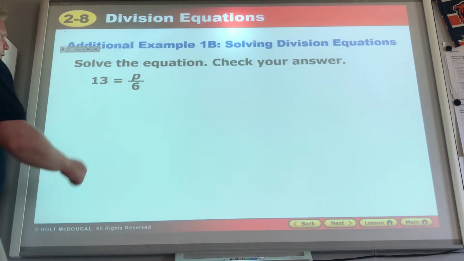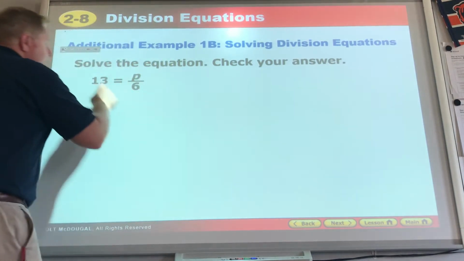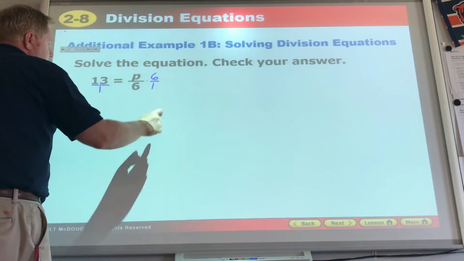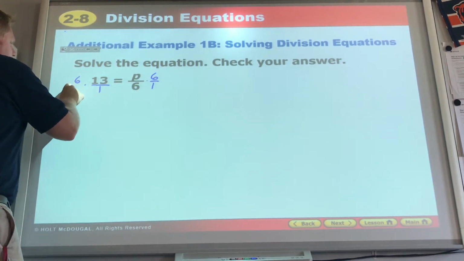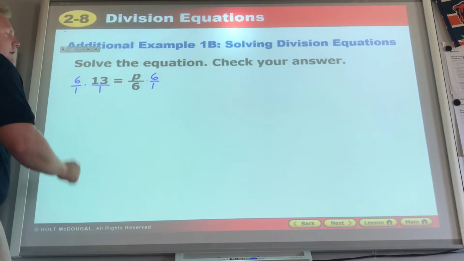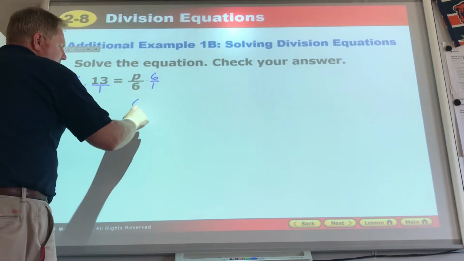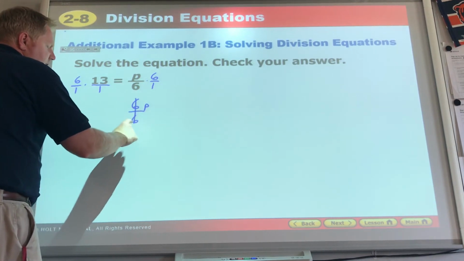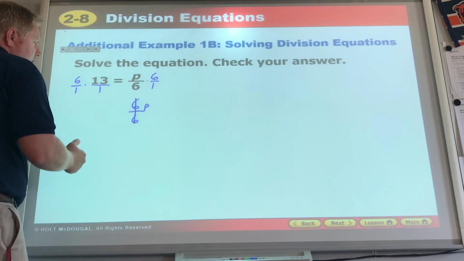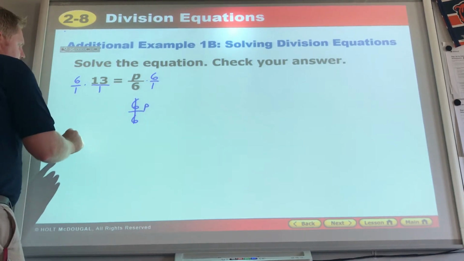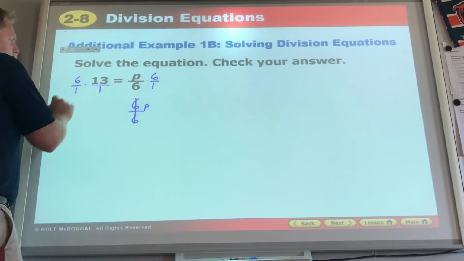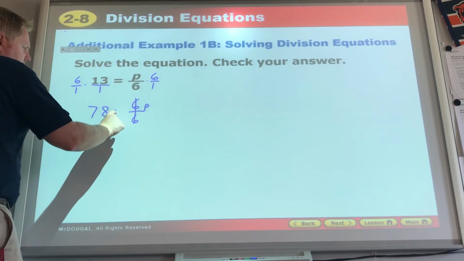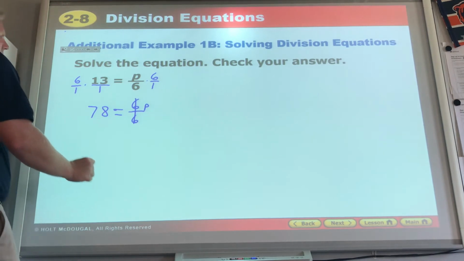Again here, I'm going to multiply by 6 over 1. Multiply by 6 over 1. So this would be like 6 over 6 times p. 6 divided by 6 is a fancy dancy one. We have p all by itself. 6 times 13. All right, since they're both numerators, we multiply them. We get 18 and 78, I do believe. All right, so our answer is going to be 78.